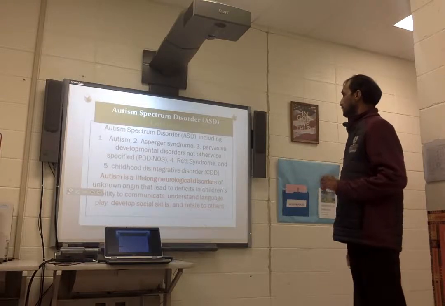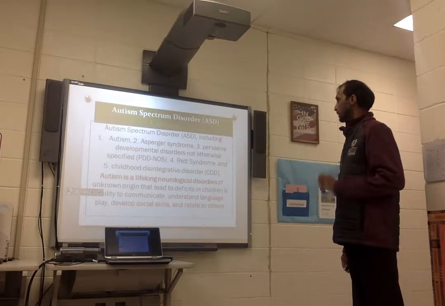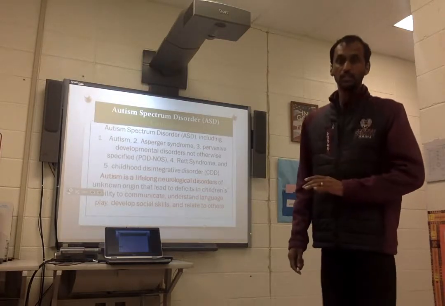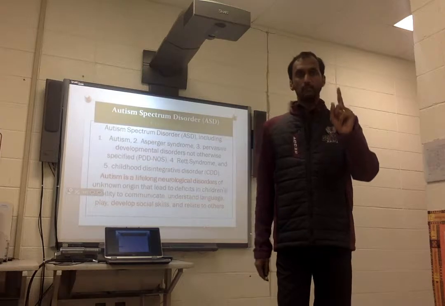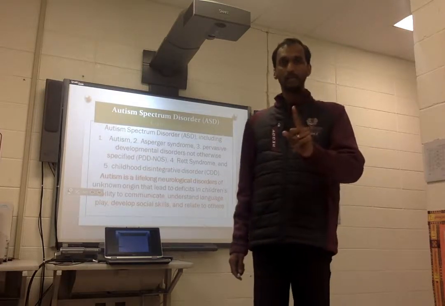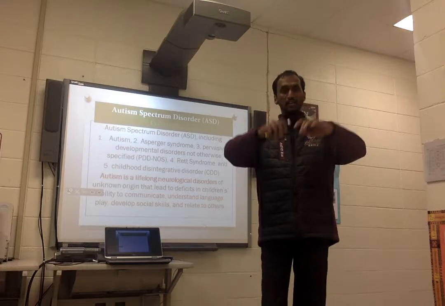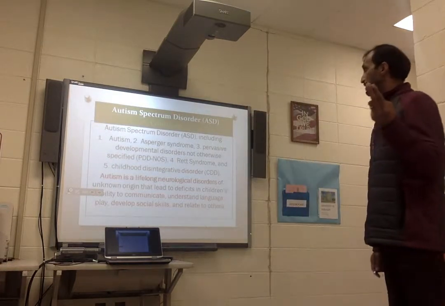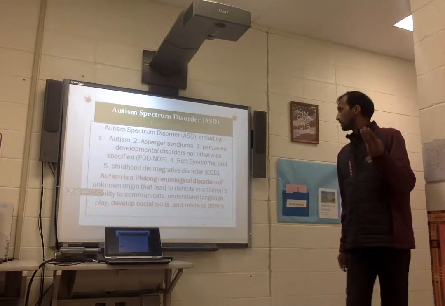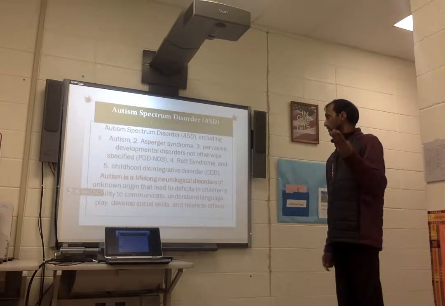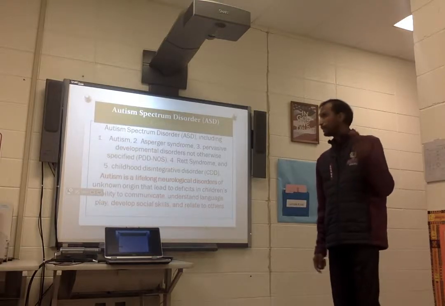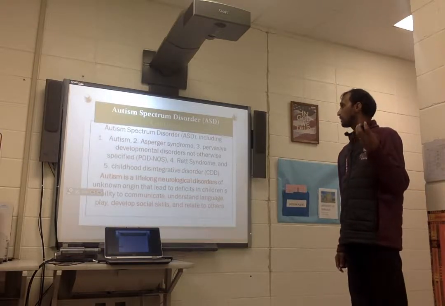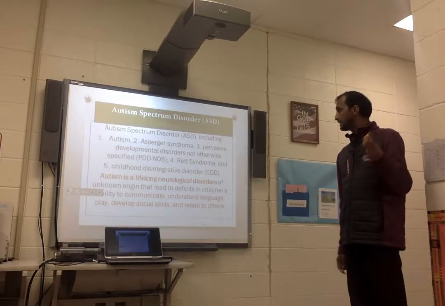Now, autism spectrum disorder, ASD, covers different conditions. Sometimes we say just autism, but autism is only one of the conditions. Under the autism spectrum, there are several other conditions. One is autism, the second is Asperger syndrome, the third is pervasive developmental disorder not otherwise specified, PDD-NOS, the fourth is Rett syndrome, and the fifth is childhood disintegrative disorder, CDD.